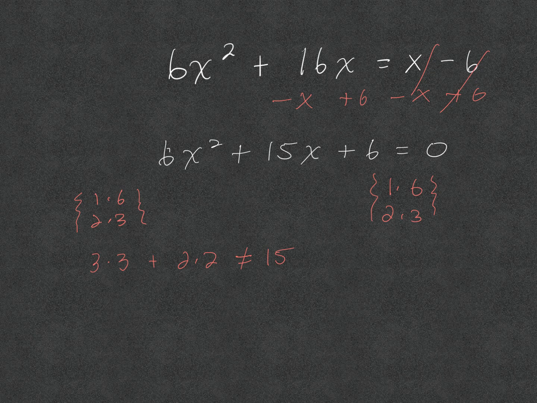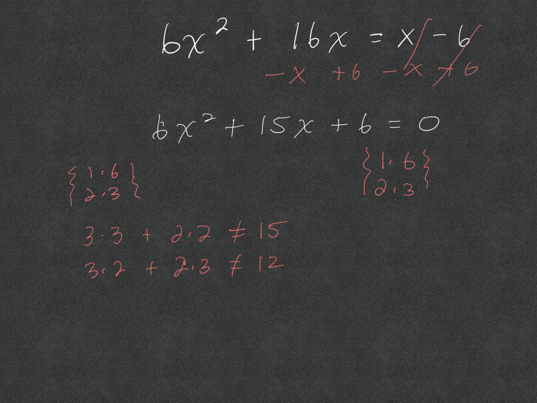It must be a 1, 6. Well, what if I did 3 times 2 plus 2 times 3? No, not 15. That's 12. And the other one is 13. So that's got to be a 1, 6, 2, 3.